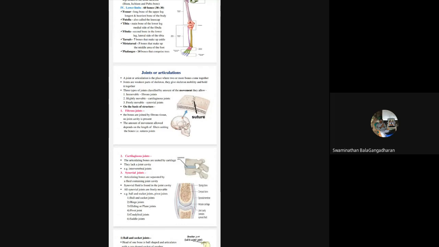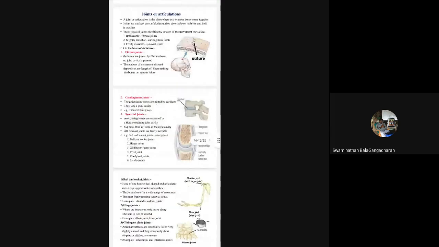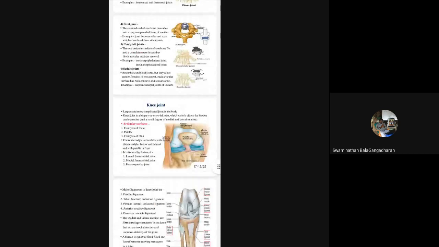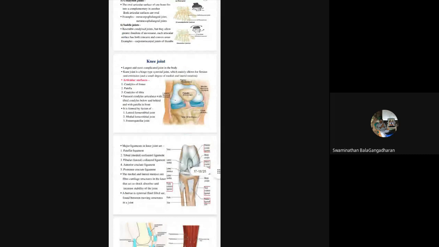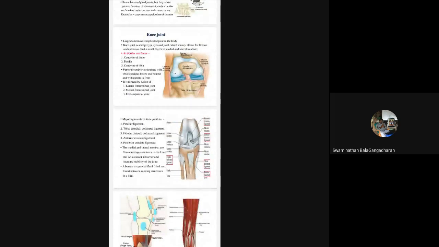Freely movable are synovial joints, slightly movable are cartilaginous joints, and fibrous joints are immovable joints, right? Yes, these are the types of joints. And synovial joints are further divided into 6 types. So today we are going to learn about the details of the knee joint.